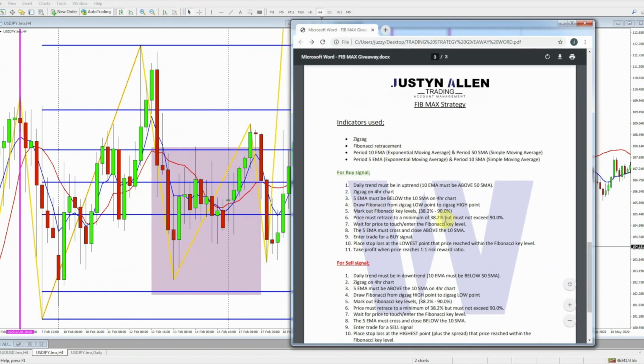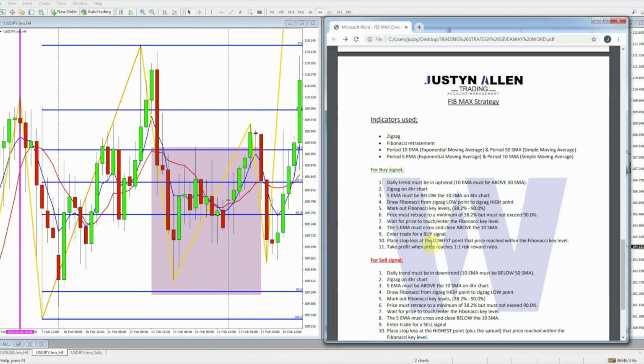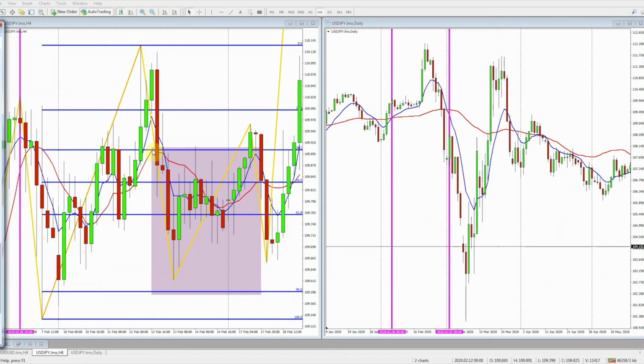So once you've drawn out your Fibonacci from the low to the high and you've marked out your key levels between the 38.2 and the 90% level, it says wait for price. So the 5 EMA must cross and close above the 10 SMA. So the 5 EMA is the blue, the 10 SMA is the red. You can see that it's still below. We get a crossover around this level, just about.